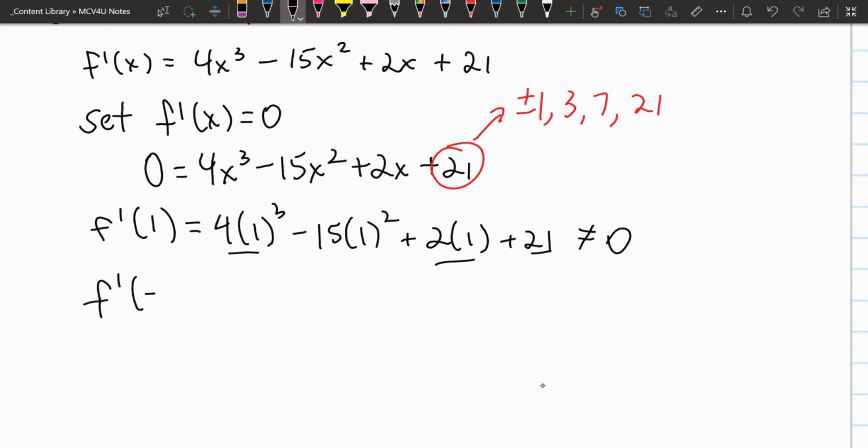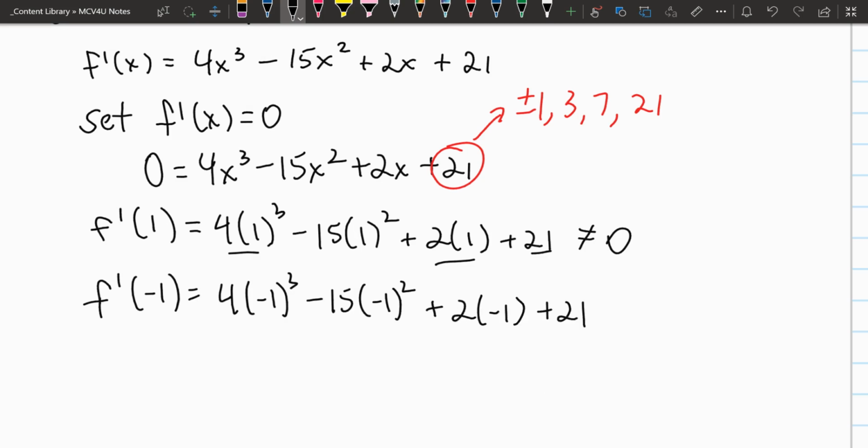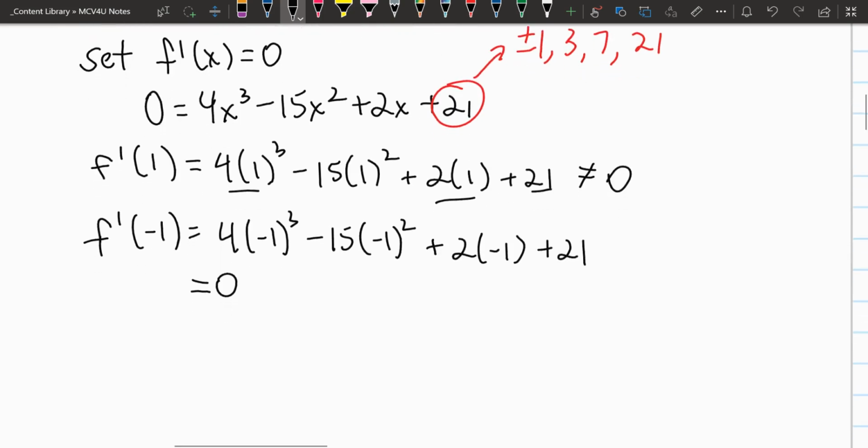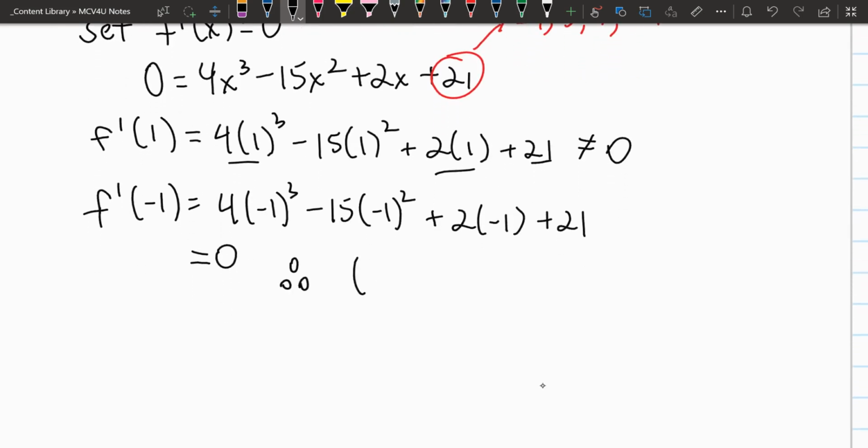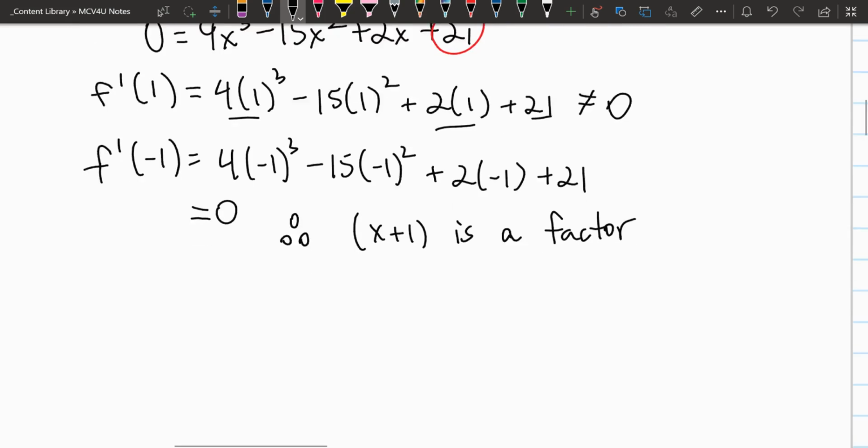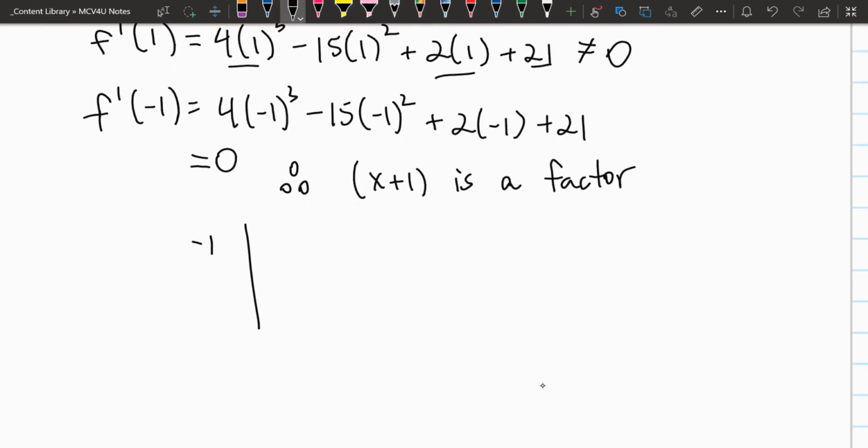So f prime of negative 1 equals 4 times negative 1 cubed minus 15 times negative 1 squared plus 2 times negative 1 plus 21. Okay, and that's equal to 0. So there's our factor, right? So therefore x plus 1 is a factor. And so let's apply synthetic division again. We're going to write here minus 1 as our divisor.